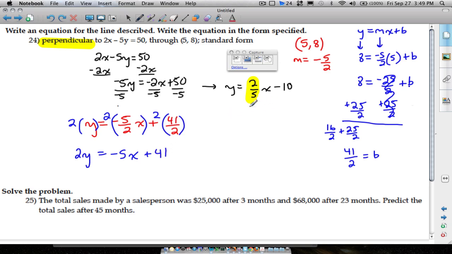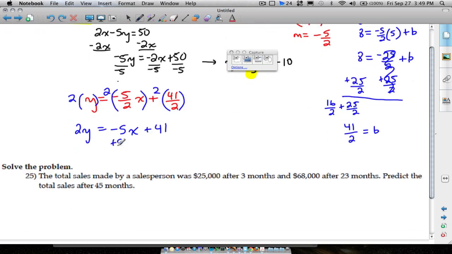And now from here, let's get the x and the y on the same side. That's what standard form means. So we want to add the 5x to both sides. And therefore we have finally 5x plus 2y is equal to 41. There is our standard form.